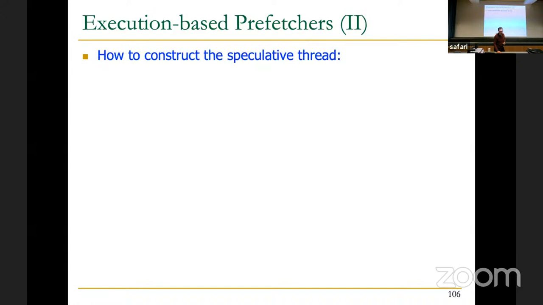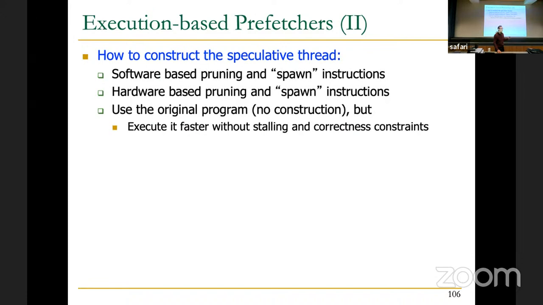So there are many questions over here. How do you construct the speculative thread? You could have software doing this, either the programmer or the compiler, and insert the thread at an appropriate place using a spawn instruction, spawn the thread that will do the prefetching. And hopefully while it's prefetching, the program is doing something else. When the program needs the data, this prefetched data is already there. That's the idea. Hardware can do exactly the same thing. It's more hardware cost, of course. Or you use the original program without constructing something new, but execute it faster without stalling and correctness constraints, like run-ahead execution does. So basically, there's a lot of room for creativity over here also.